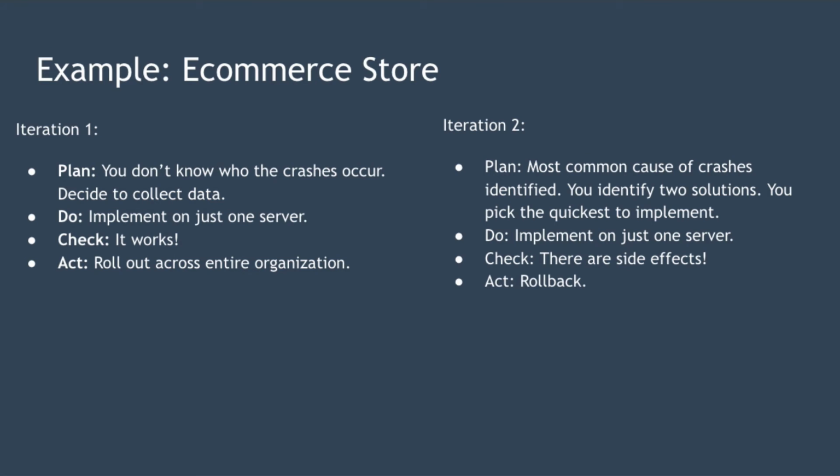So firstly, iteration one. Let's start with plan. Now, there are many reasons why your servers are crashing, but you don't know which is the most prevalent and you don't know the root cause. So you decide to implement a simple change to collect data on why your servers are crashing. For the do stage, you simply implement your change on just one of your servers, and then you check if it works. Now, your update in this case worked as planned, and it's been running for some time, and you can also observe no side effects.